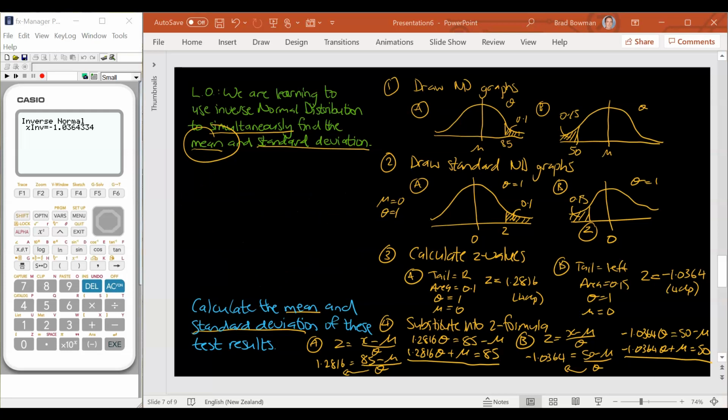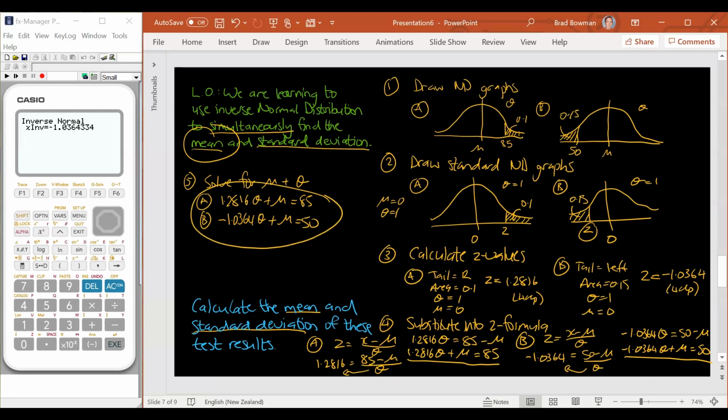In our final step, I've gotten rid of some of our question to help us out with that. You're now going to solve, but this time around, instead of solving for one of them, we're solving for both the mean and the standard deviation. Just a reminder about our two equations. They come from down the bottom. We've got 1.2816 standard deviation plus the mean is equal to 85. That was the finishing of A. And the second equation, negative 1.0364 standard deviation plus the mean is equal to 50. We've got two simultaneous equations, and we're going to use our graphics calculator to find out the answer to this.